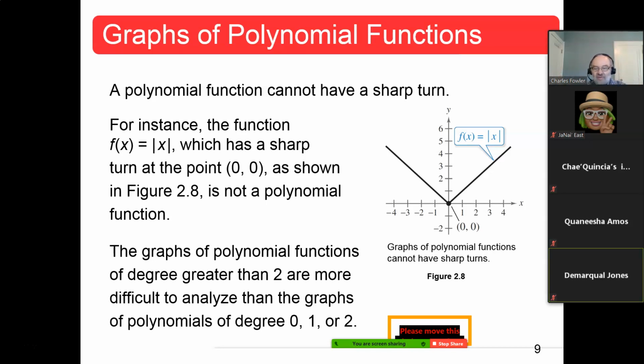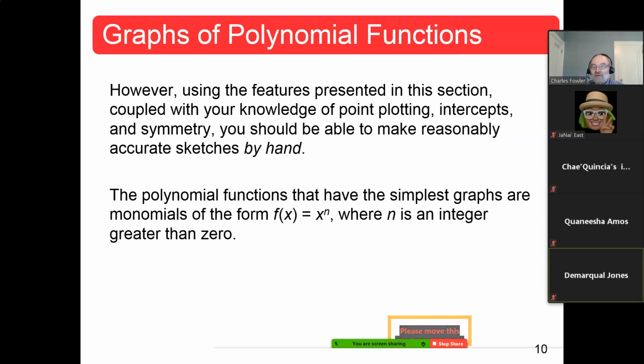Okay, so let's talk about some of those differences. However, using the features presented in this section, coupled with your knowledge of point plotting, intercepts, symmetry, those kinds of things, you should be able to make reasonably accurate sketches by hand, okay? If you have graphing utilities, you can make even nicer ones, okay?